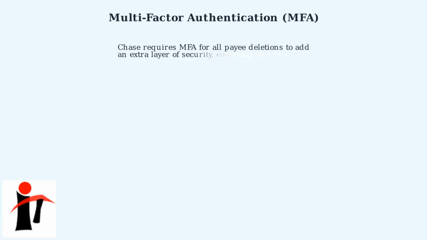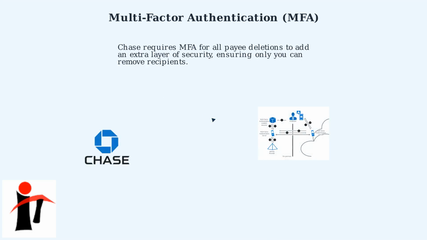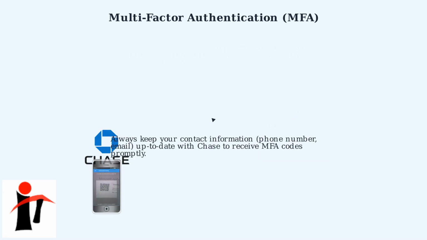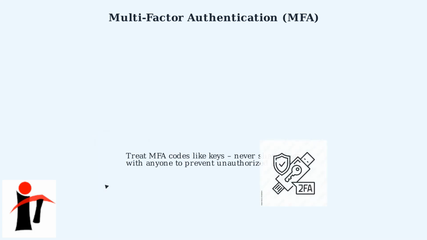Chase requires multi-factor authentication for all payee deletions. This adds an extra layer of security, ensuring only you can remove recipients. Always ensure your contact information, such as phone number and email, is up to date with Chase to receive MFA codes promptly. Treat these codes like keys. Never share them with anyone to maintain security.